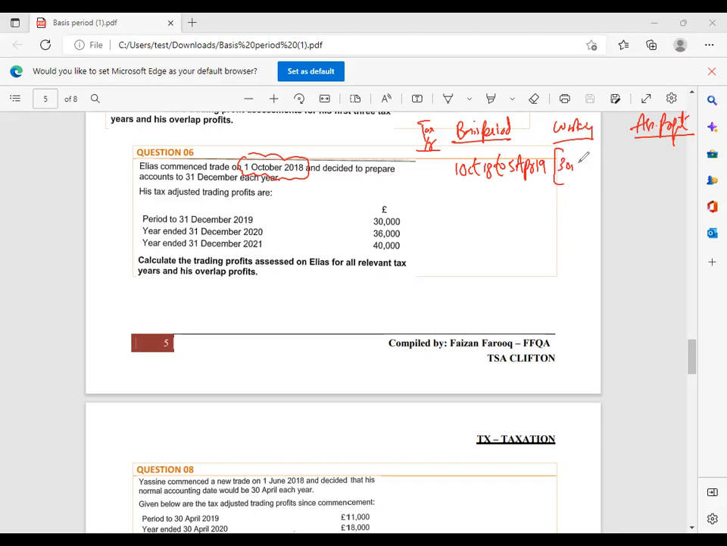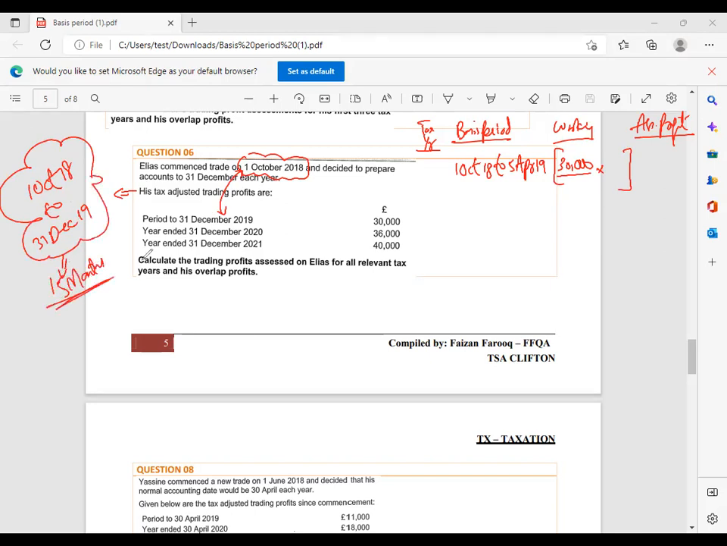Right. We have profit of 13,000. This is for how many months? October till December. How many months are they? Means 1st October 18 till 31st December 19. How many months are they? Is this 15 months, right or wrong?